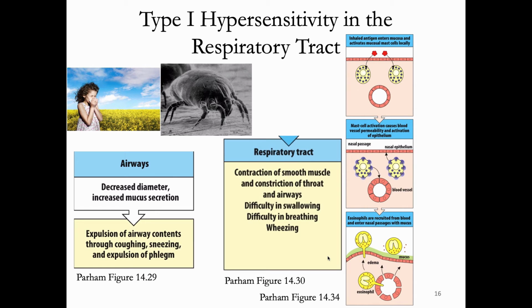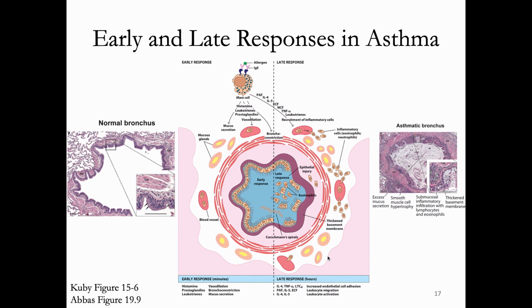by expelling things. You may also see contraction of smooth muscles and constriction of the throat and airways, which can give you difficulties in swallowing or breathing. And so this is why this one can be particularly dangerous. This is also what is seen in patients with asthma, which is a type of respiratory type I hypersensitivity response as well. In asthma, so this is a normal bronchus.